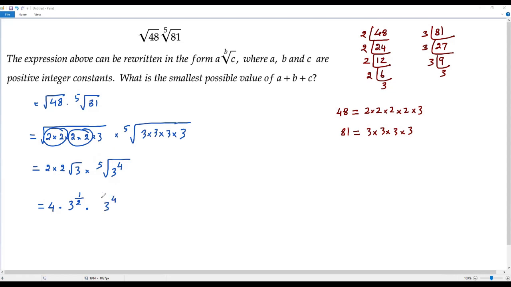When I do so, the exponent will be a fraction with numerator 1. The denominator of the exponent over here must be the index of the radical, that is 5. Then we get 1 over 5. Okay, now 4 times 3 to the power of 1 over 2.